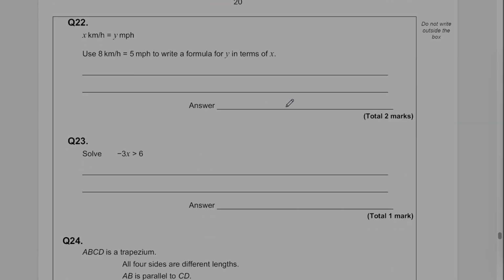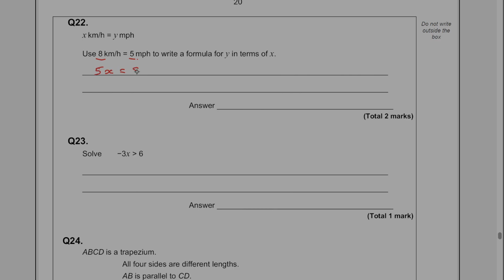Okay, question 22. X kilometers per hour is equal to Y miles per hour. Use 8 kilometers per hour is equal to 5 miles per hour to write a formula for Y in terms of X. Okay, so this means then that we would need 5 lots of X would be equal to 8 lots of Y.